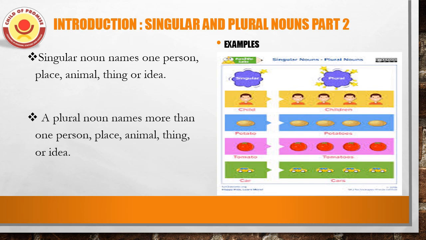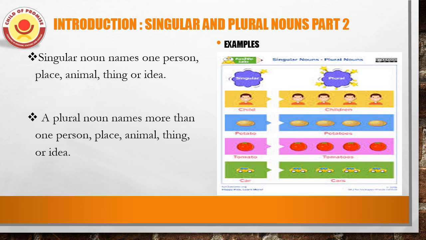You see a child, that's singular, right? Singular means one. So you see one child there indicating singular, and then you see four children, meaning many. That's the plural form, children. Then on the second row, you see one potato, and the plural, four potatoes. Then we have one tomato and four tomatoes as the plural. Then we have one car, which is singular, and in the plural, four cars, right? So I hope you are following.